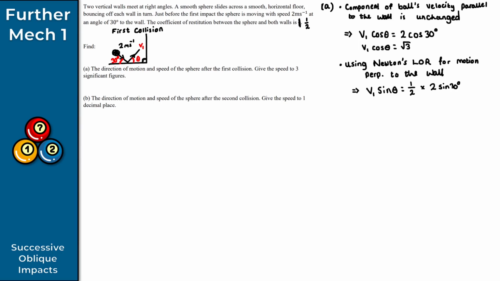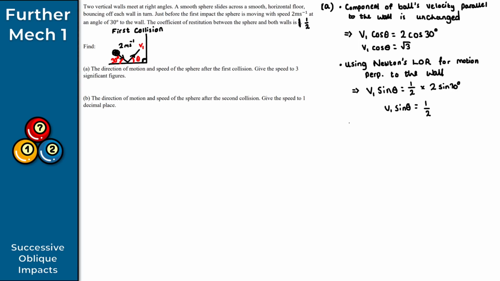And again, I can just simplify this, right? A half times 2 sine 30. Once we simplify that, V1 sine theta is simply a half. Okay, perfect. And what we can now do is eliminate V1 and find tan theta.